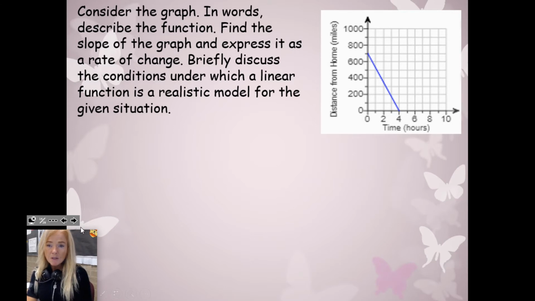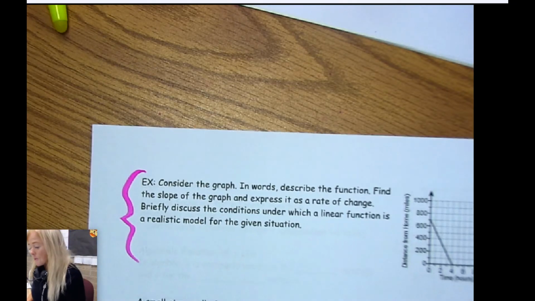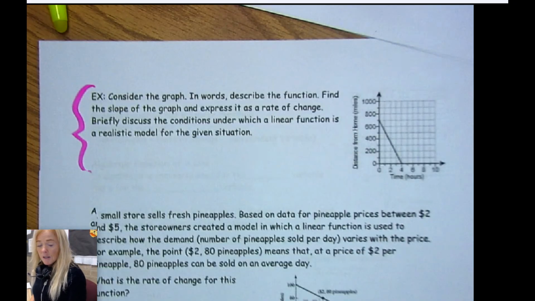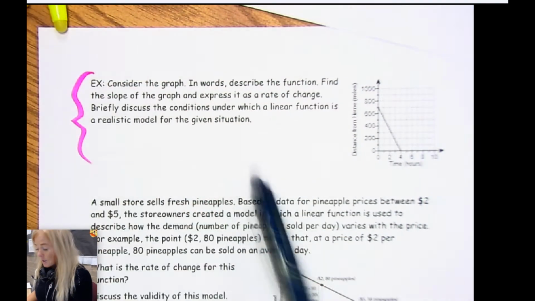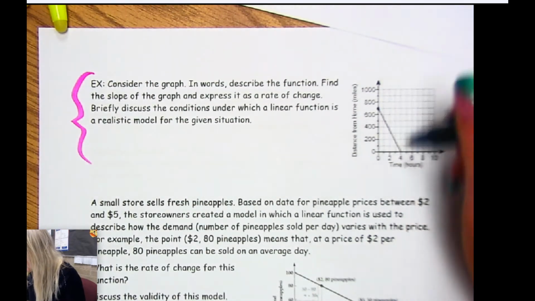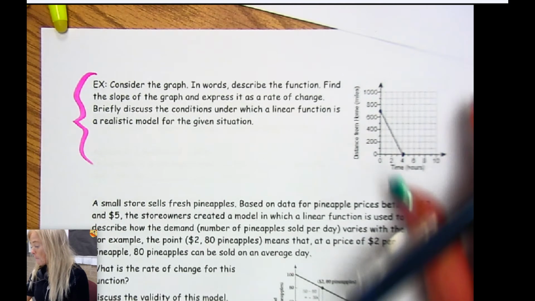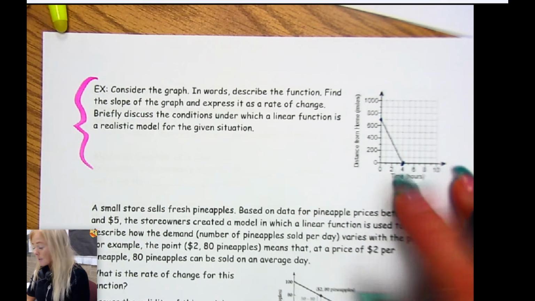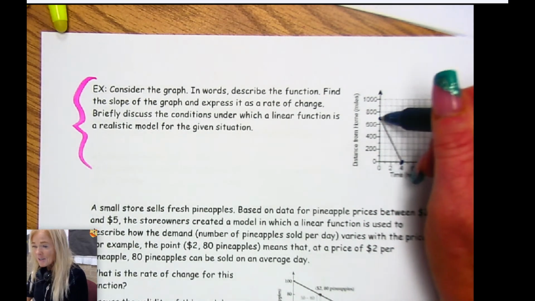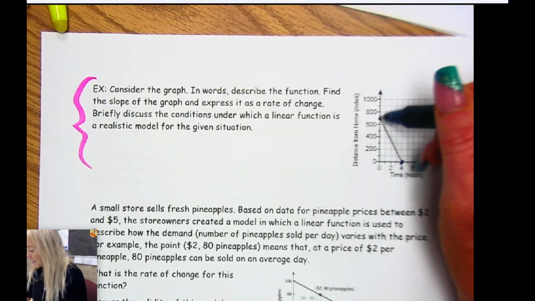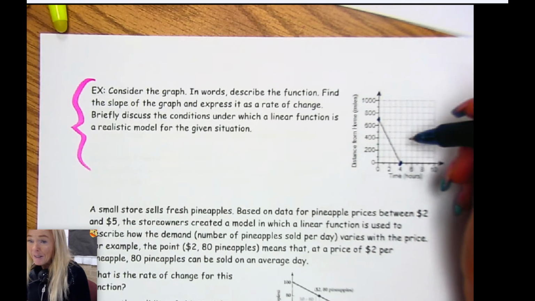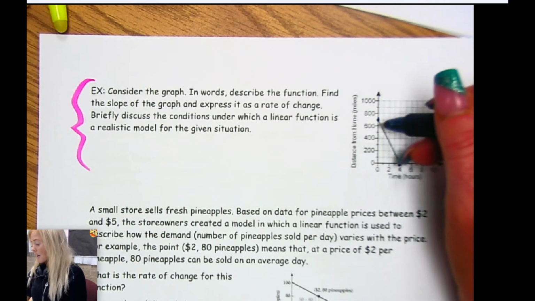Briefly discuss the conditions under which the linear function is a realistic model for the given situation. So we're going to go over to the paper here for a second. So here we have the graph. Now, what I would do is pick out 2 points. I would come up with the 2 points, and it's easier to find the coordinates on the axes. So if I'm given that option, I always pick the axes.